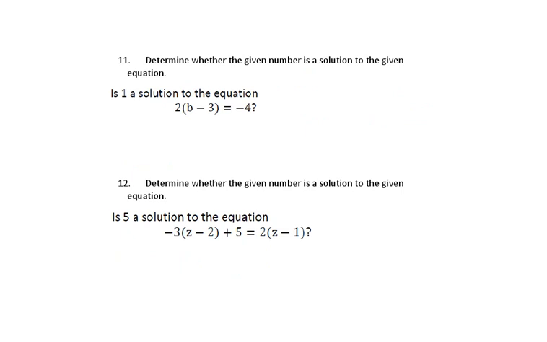Number 11 would like us to determine if 1 is the solution. What that means is we should replace the letter b with 1. If in the end we get back negative 4, the answer is yes, this is a solution. If we get back anything else, no, it's not a solution. Let's find out. 1 minus 3 is negative 2. 2 times negative 2 is negative 4, which is a match. So the answer, yes.